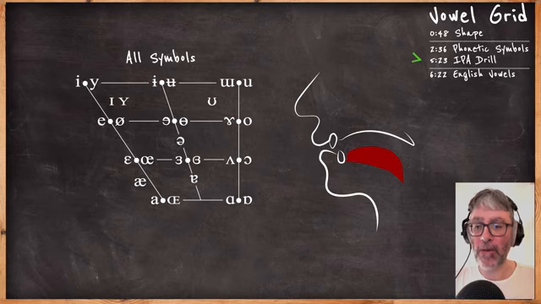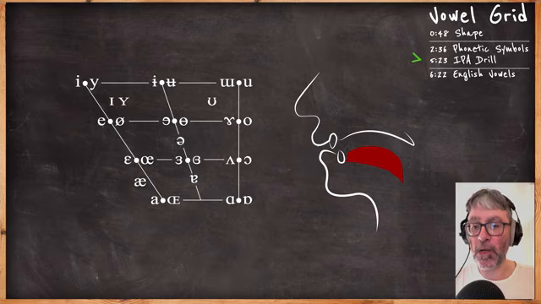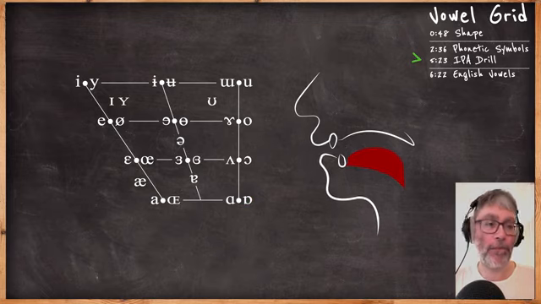Right, let's have a go then. We'll go from front to back, gradually opening the jaw, so starting at close front unrounded E and ending our drill at open back rounded O.